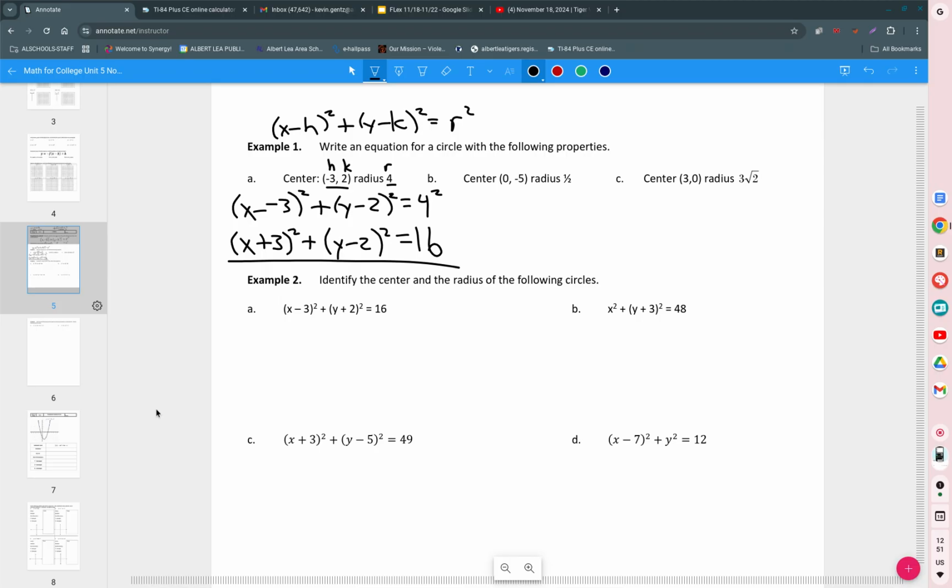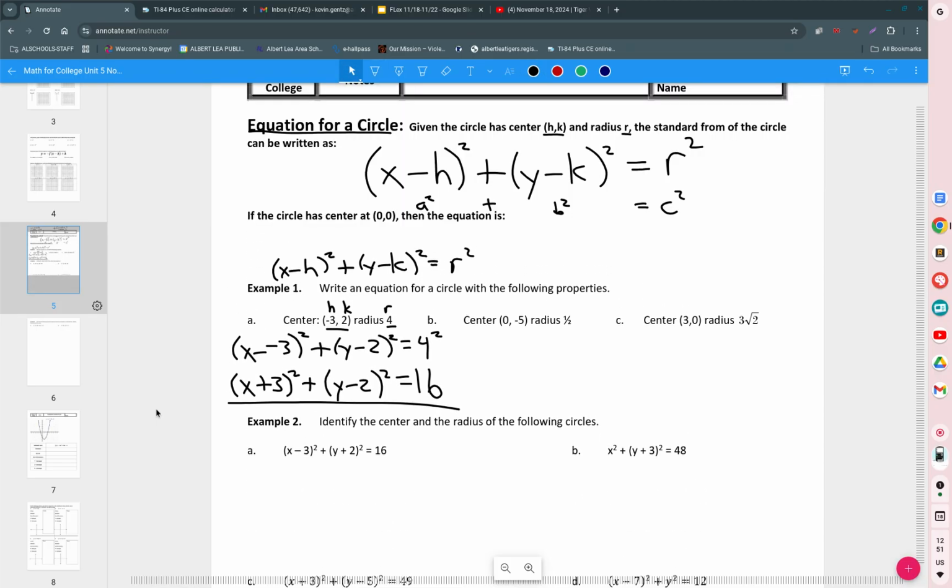Want everybody to focus and lean in again as I say that to make sure you understand that. This center is (-3, 2) and a radius of 4. Do you see how it's opposite what the signs are? And that will be the case.